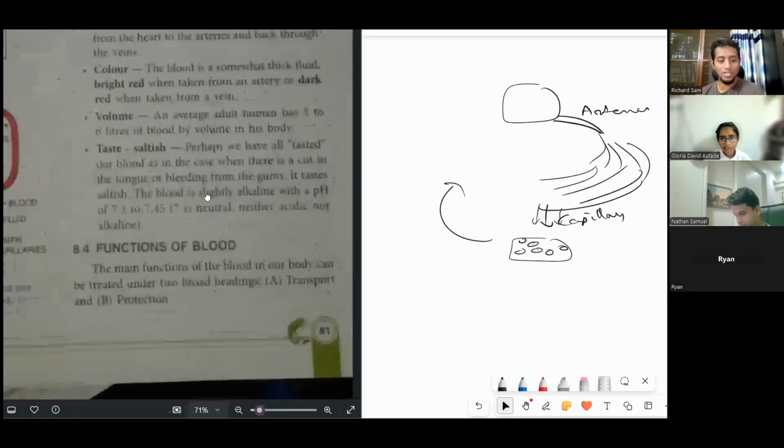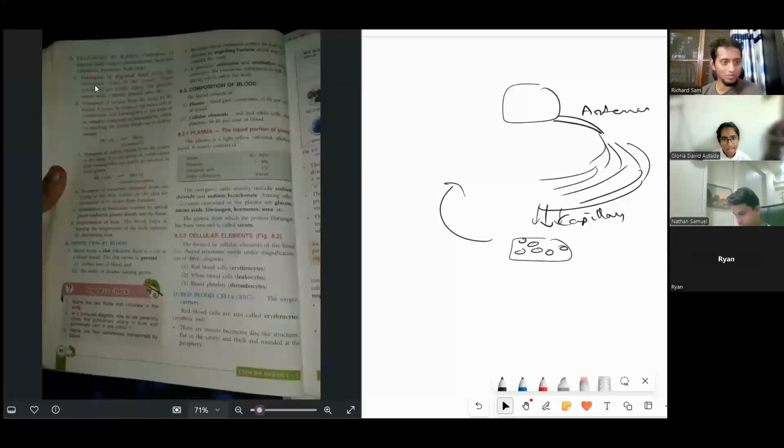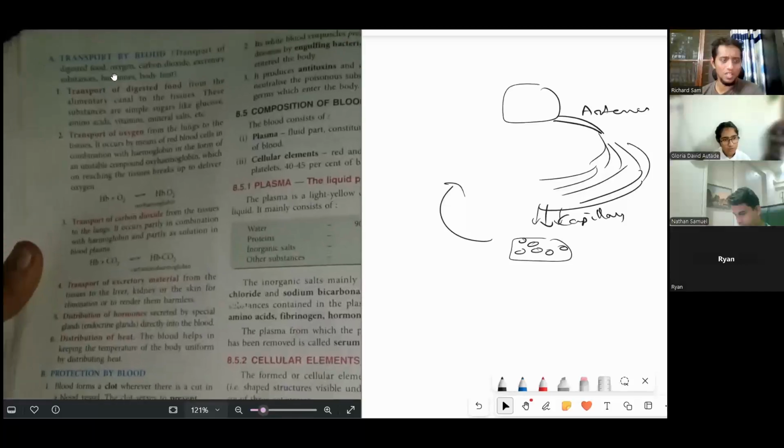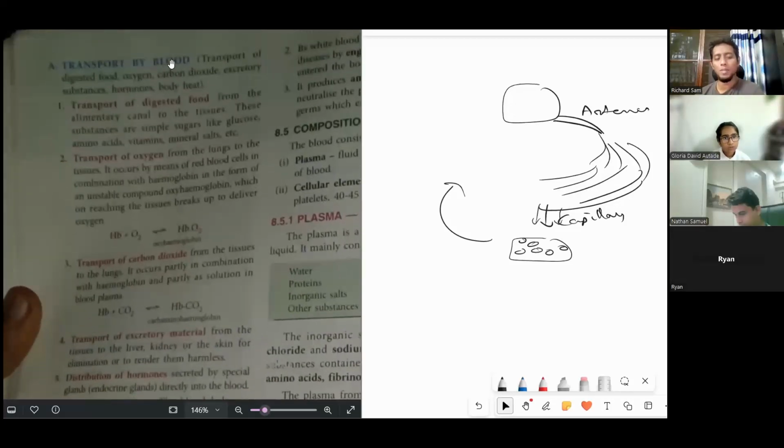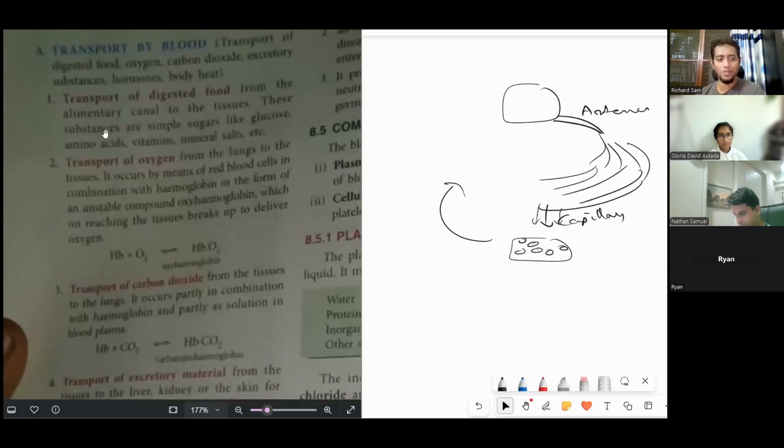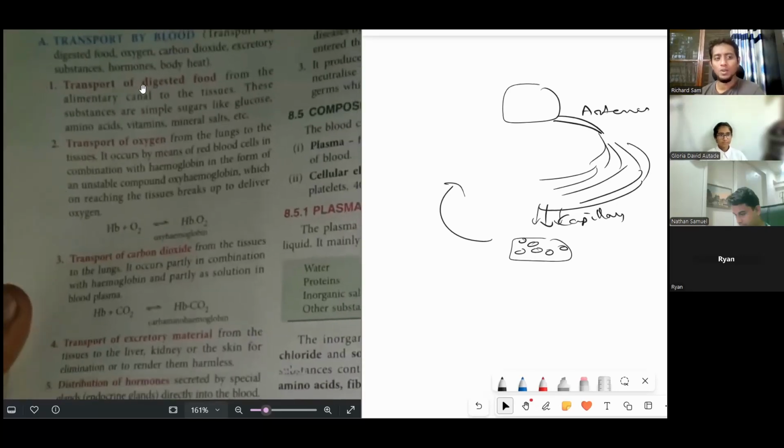So continuing, functions of the blood. First one is transport by the blood. What all is transported by the blood? We already spoke about this in the beginning, so we'll just see the points over here. First is food. Food from the intestines and stomach is transported to every cell in the body.